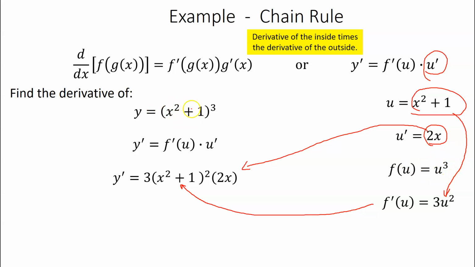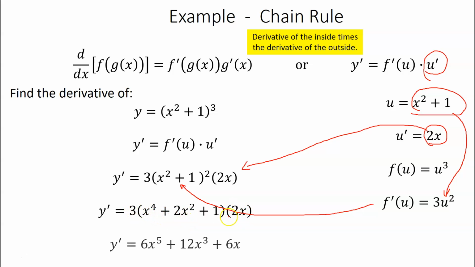Because it's just too much to take in at one time. And so it's just an easy little trick. Well, let's just call this stuff here u for a second, and then how would you take the derivative of the outside? That's how that works. Okay, so here I'm just simplifying. I squared this, and of course I'll distribute my 3 and multiply by my 2x and put my like terms together. But like I said, at this point the chain rule is done. Now I'm just simplifying.